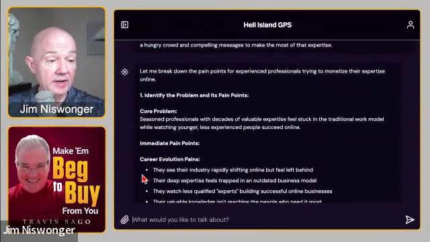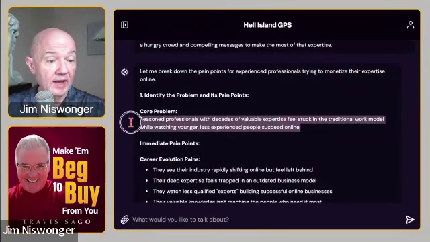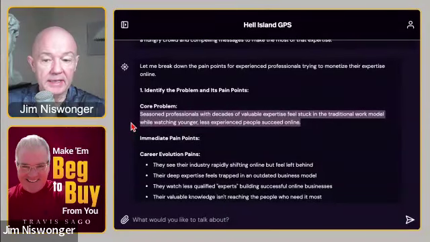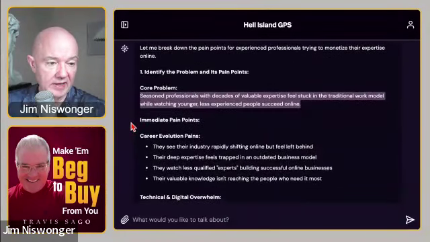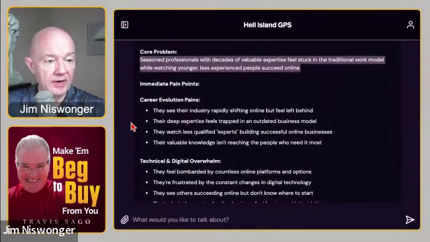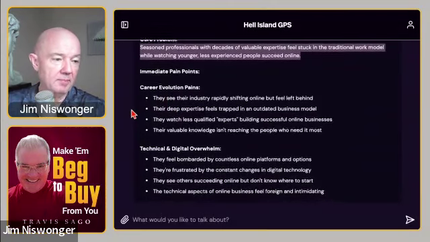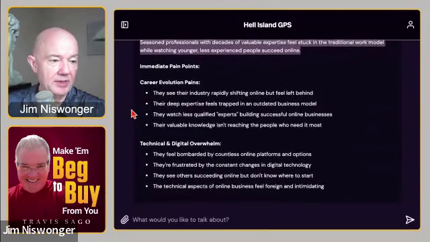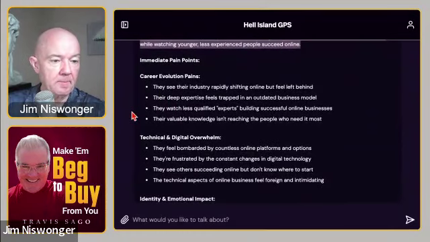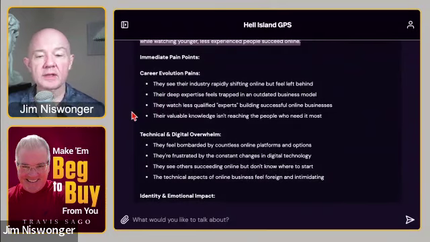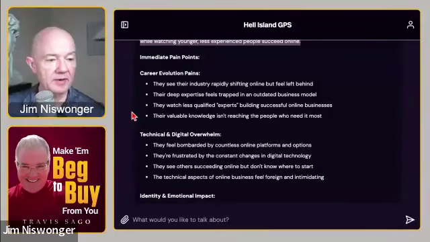To me, there's even more in there: anybody can claim anything. They can say, "Oh, I can do this, I can do that," and people are doing it all the time. So a big part of what they're competing with is these loud voices. Then the pain points: they see their industries rapidly shifting online but feel left behind, trapped in an outdated business model, watching less qualified experts build successful online businesses while their valuable knowledge isn't reaching the people who need it most. And then tech and digital overwhelm. Those are probably pretty big issues as well, right?